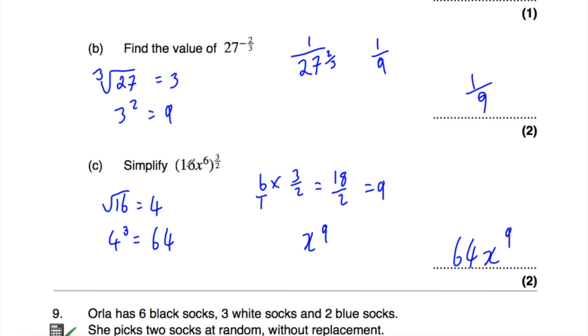So just to recap, we've done 16 to the power of 3 over 2. So we square rooted it, which is 4, and cubed that was 64. Then in terms of our x to the power of 6, all to the power of 3 over 2, we multiply the powers together. 6 times 3 over 2, well, 6 times 1.5 is equal to 9. So it's going to be x to the power of 9.